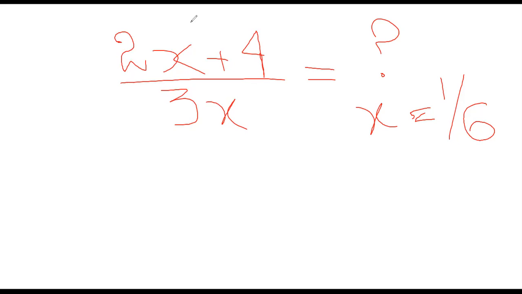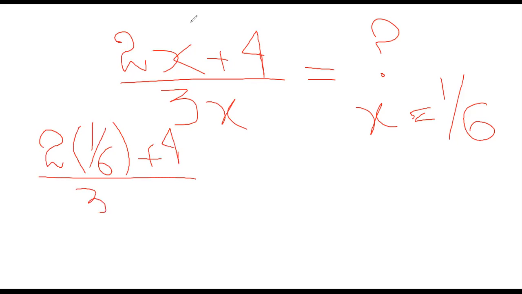Have you solved it? Is there any problem? It's like we are just putting in the values. Okay, hold on. Let me do it for you. What I'm doing is nothing more or less than putting the values of x, that is 1 over 6. So here we will get 1 over 3, and 4 over 1.